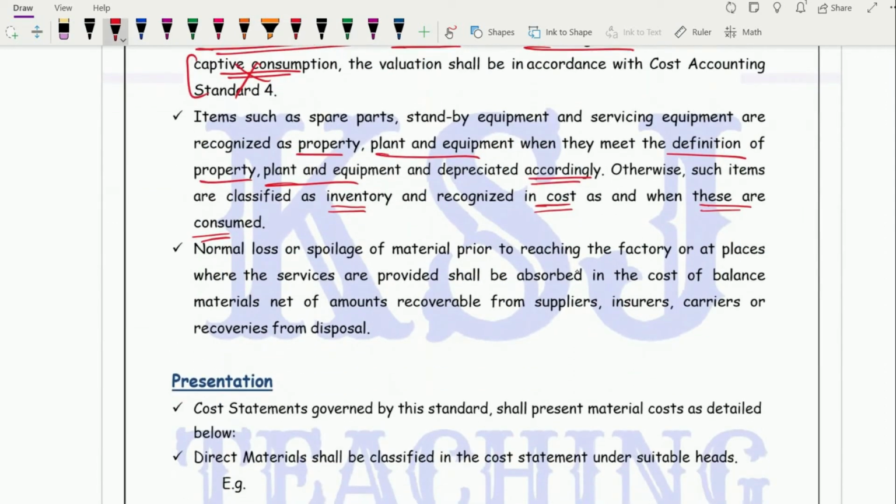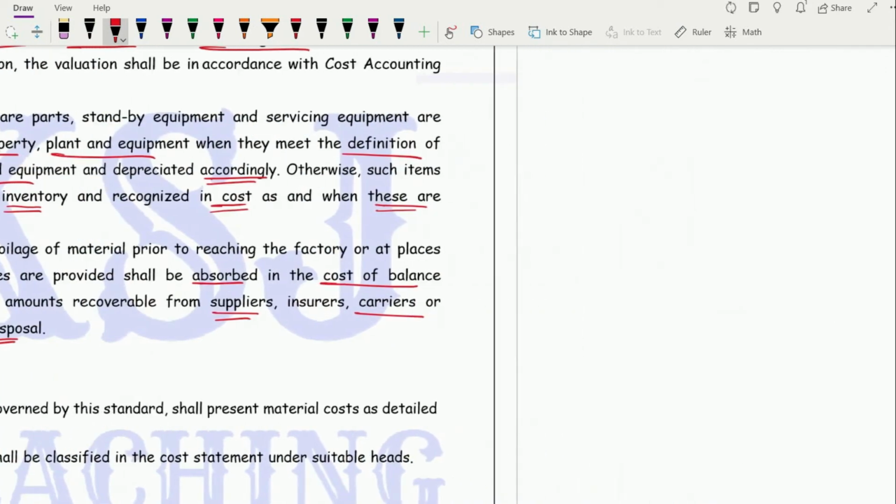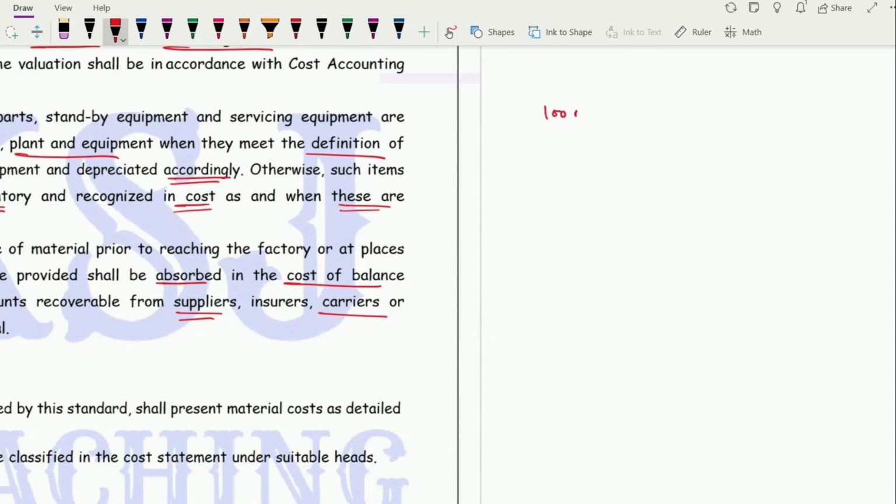Okay. Normal loss or spoilage of the material prior to reaching the factory or at places where the services are provided shall be absorbed in the cost of the balance material, net of amount recoverable from the supplier, insurer, carriers or recoveries from disposal. So they say if there is any normal loss, that is to be absorbed in the cost of good units. We have already discussed it: if you are buying 100 units at the rate of rupees 10 each, that is 1000. Now out of these 100 units, 10 units is your normal loss. Now what is left is 90 units, but the cost will be 1000 only, right?